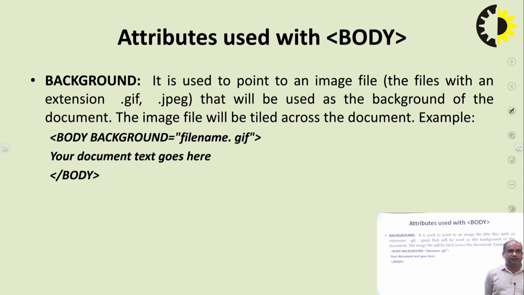The image file will be tiled across the document, because we can't fix the number of repetitions. If the image is smaller than the web page, it will be tiled on the web page. The attribute used with the body tag is body background equal to filename dot gif. So here the document text goes here within the body.